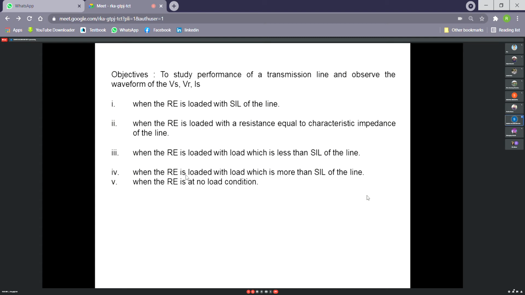What will happen in the Ferranti effect? The receiving end voltage will be more than the sending end voltage, or near the sending end voltage if the inductance of the line is high. When the receiving end is loaded with a load which is more than the SIL of the line, that means a heavy loading condition. So there will be a voltage drop in the line and the power factor will no longer be unity.